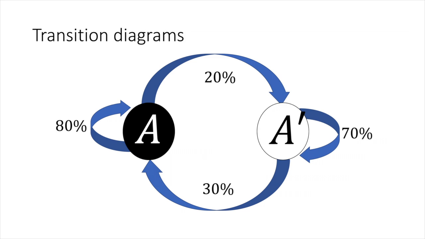So first, I'd like to represent this situation in a diagram. The letter A means with the company, and A' means not with the company. This is what's called a transition diagram. This shows both the current states, represented by the bubbles, and the probability of what their next state will be, dependent on their current states.